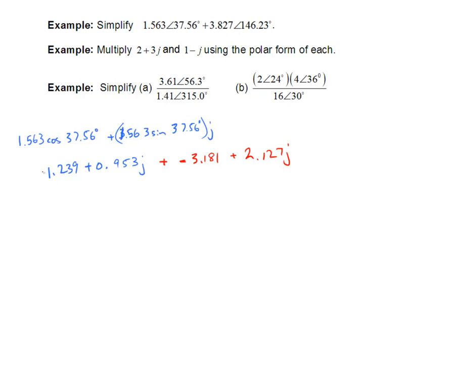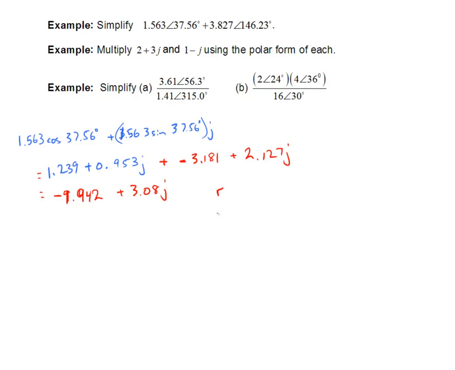And now, if we go ahead and add those together, we get the final answer, which is negative 1.942 plus 3.08J. And so there's the answer in rectangular form. Of course, we're not going to use rectangular form. We have to change it to polar form because that's how the question was given.